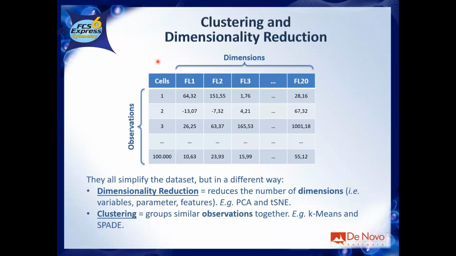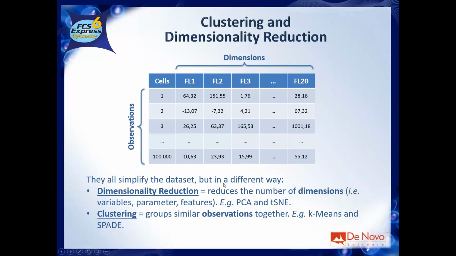So if this is your data set, ideally speaking, this is what's inside your FCS file, for example. You have a huge list of observations. You see here, in this case, they are cells, so your events. And then you have multiple parameters. In this case, I have a data set with 100,000 rows and 20 dimensions. There are two possible approaches that you can use to simplify this data set. The first one is to reduce the dimensionality of your data set. So you are reducing the number of dimensions.